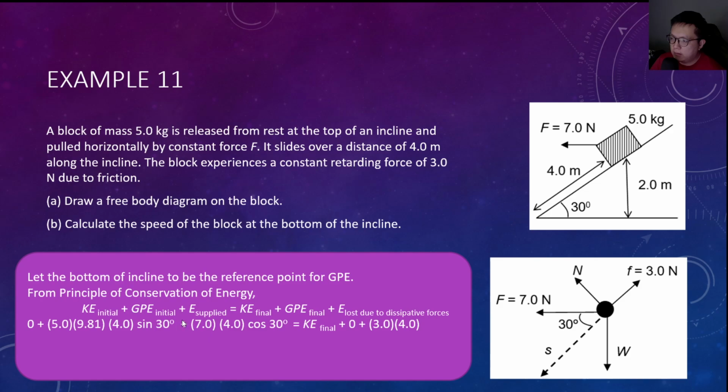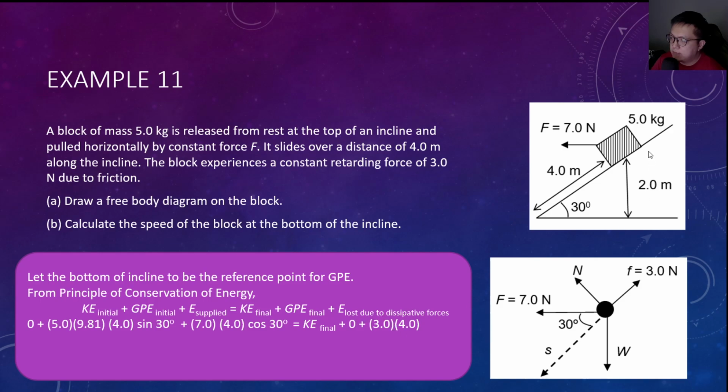Then this 7 times 4 times cosine 30 is from this force here. This 7 newton force would have caused this block to move forward by 4 cosine 30. Okay, and then this is equal to KE final, which is what we want to find. GP final at the bottom is 0, and then energy lost due to dissipative forces.